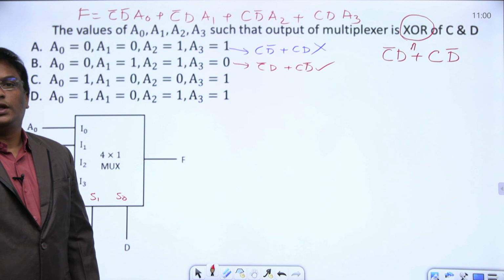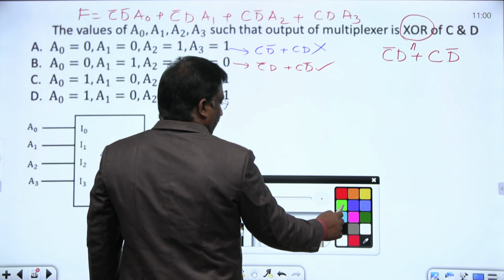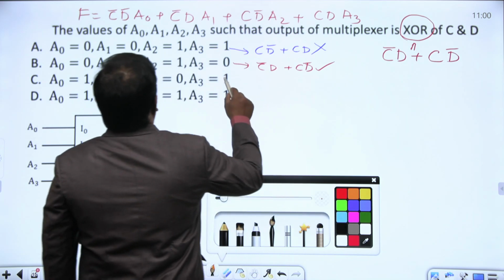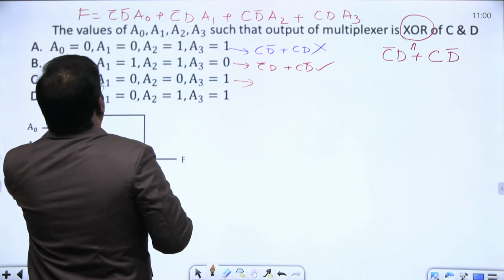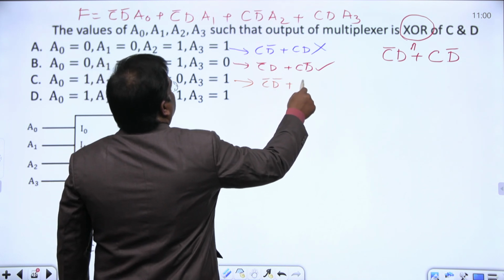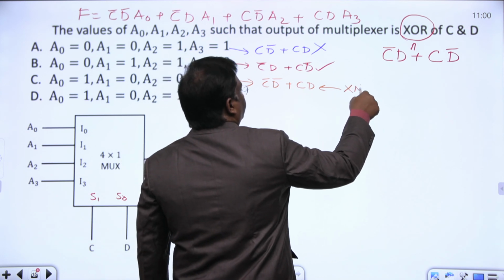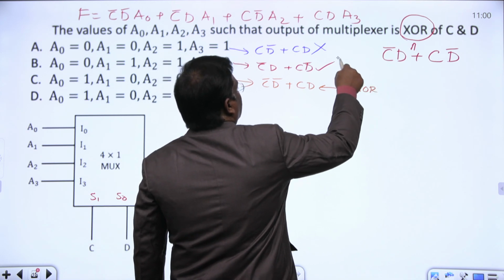This is an MCQ only, a multiple choice question. If you want to check the other options also, let us check them. Here if I take this one, 1, 0, 0, 1, we are getting C bar D bar plus C D. This is giving the output of XNOR, but they asked for XOR.